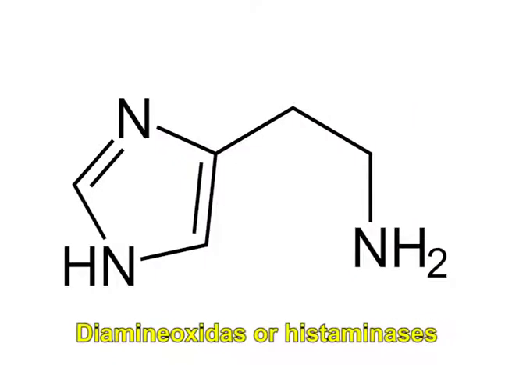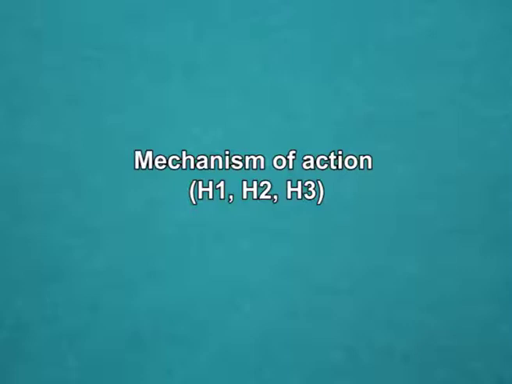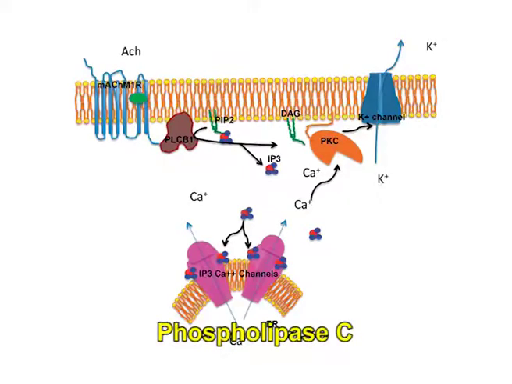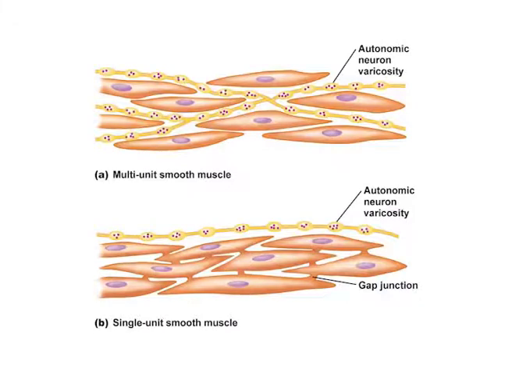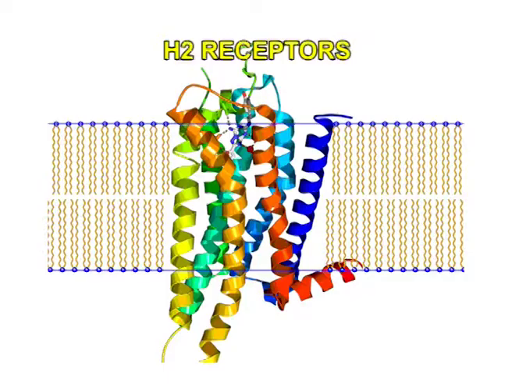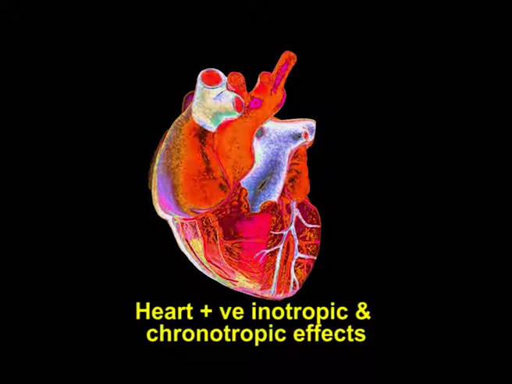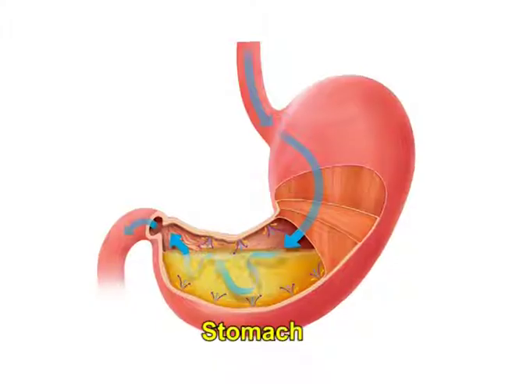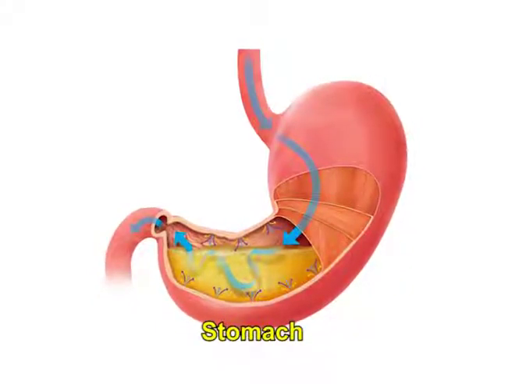diamine oxidase or histaminase. The mechanism of action may include H1, H2 and H3 receptors. H1 receptors are coupled to phospholipase C, IP3 and DAG; in smooth muscles they may cause contraction of bronchi, GIT and uterus, except blood vessels. The H2 receptor basically stimulates the adenylyl cyclase enzyme and increases cyclic AMP; in the heart, positive inotropic and chronotropic effect; in the stomach, it is responsible for acid secretion.